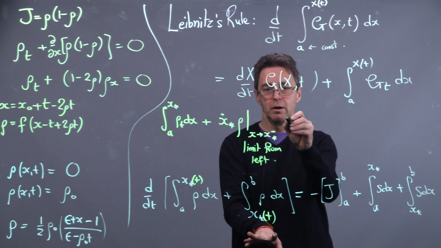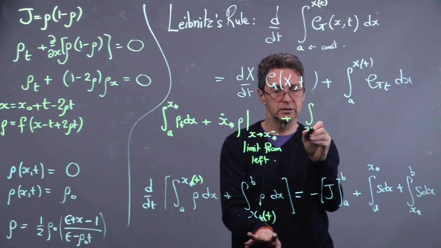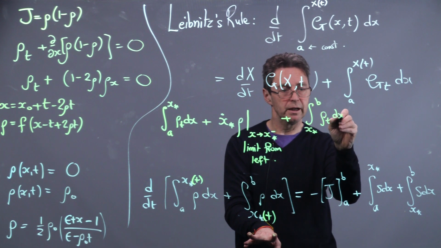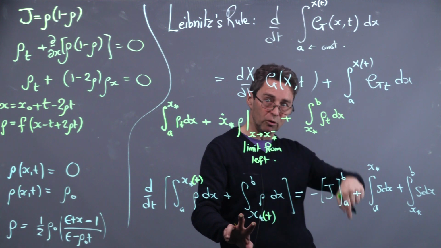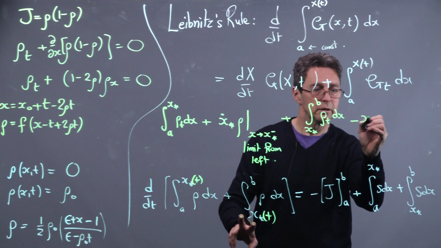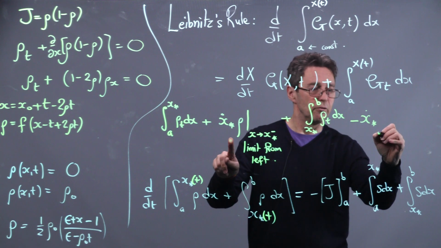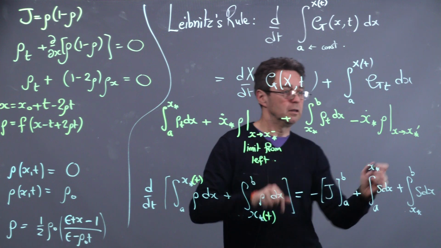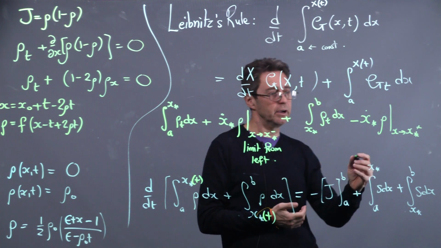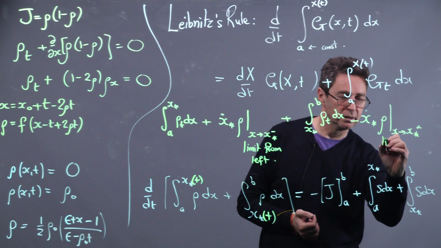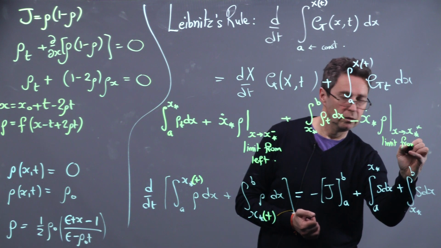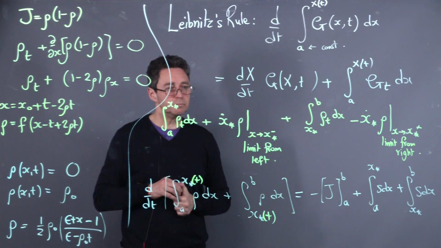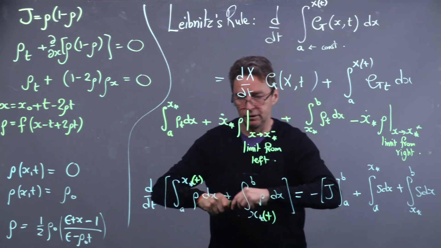Now if I look at that one, I get plus the integral from x star to b, that's this term, rho t dx. And now I can also differentiate the lower limit, so there's now a minus sign, x star dot, and then I get rho evaluated as x goes to x star, but now from the other side, from the right, so I'll put an x star plus. That's the limit from the right. So that's using Leibniz for this term.